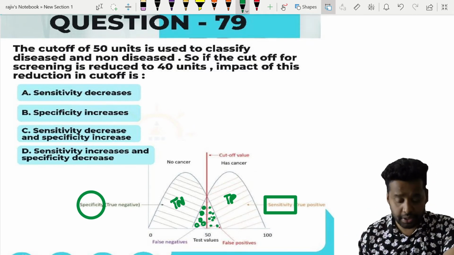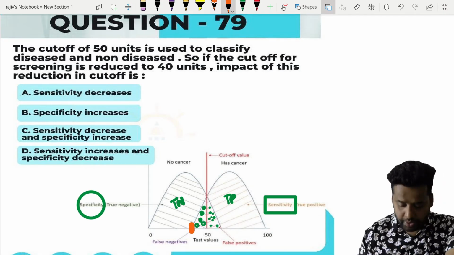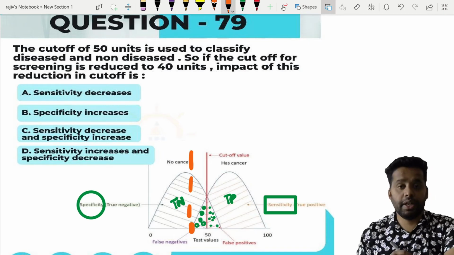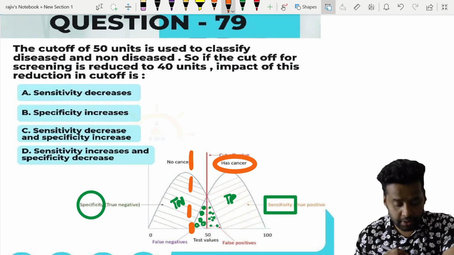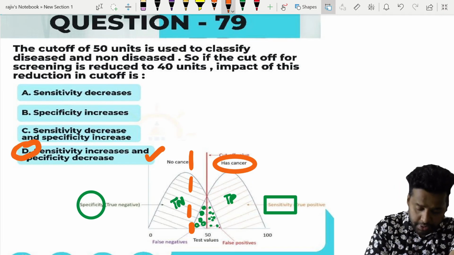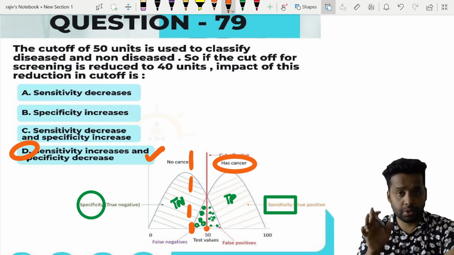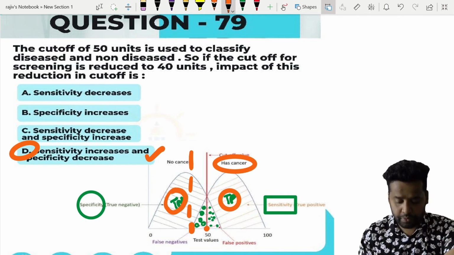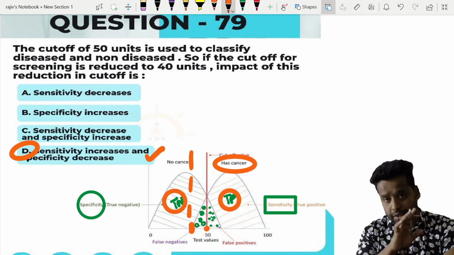This is the basic. My question is, if I make a cutoff and change it to 40, you will identify all the cancer patients. This will become a highly sensitive test. Sensitivity will increase, but what will decrease? Specificity will decrease. This is the question. If I take 50, you are seeing four things: true positives, true negatives, not identified false negatives, wrongly identified false positives. That is the easiest question.